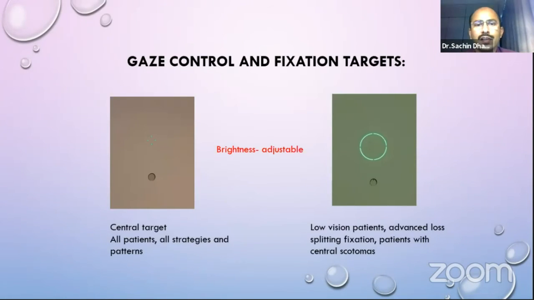Gaze control and fixation targets, we have adjustable. These fixation targets are slightly different from those in the Humphrey, which is a central LED diode or large diamond, small diamond. Here we have 4 LED lights in the center, that is a central target, and then we have a central dot, which is not used for glaucoma testing in the central area. And we have a ring. The ring is used for low vision patients, patients with advanced loss splitting fixation because they can't see the central target well, and patients with central scotomas.